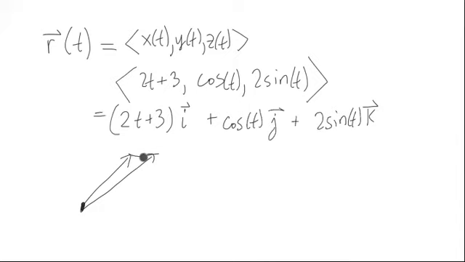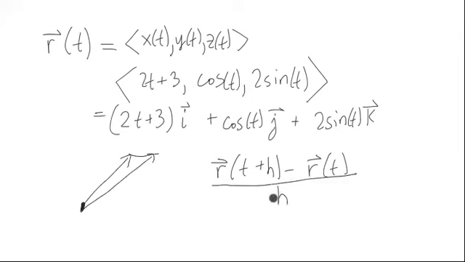Now, to take a derivative, we kind of do the same type of thing as we normally do. We add a little bit to the input, we subtract what it was before we added to the input, and divide over by the run, h. So we're taking a derivative with respect to the input, or the parameter t.